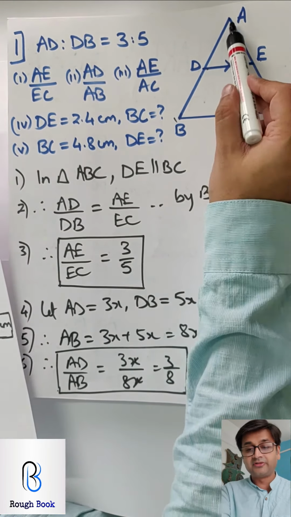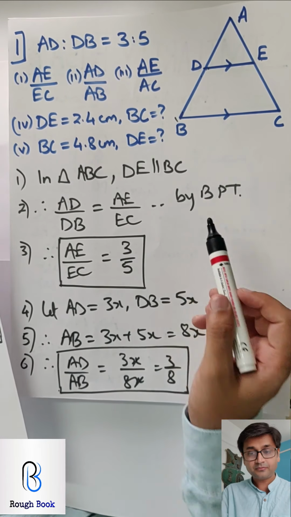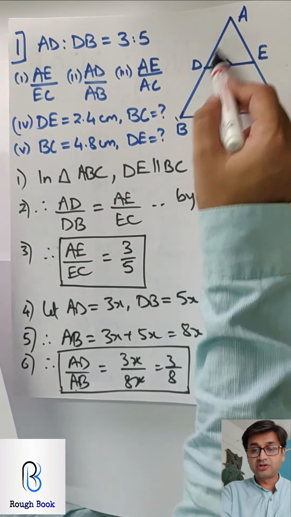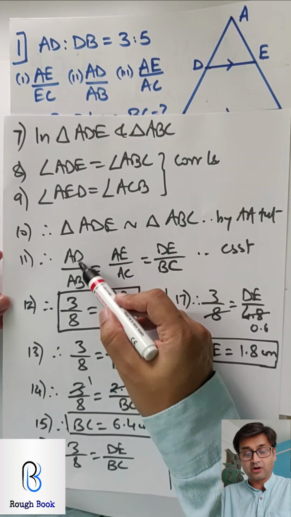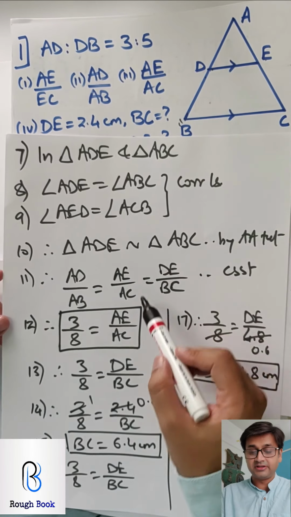Got it? So what we did first is AD upon DB equals AE upon EC by BPT. Then the next method to get AD upon AB. Then we used the two triangles, proved them similar and got AD upon AB equals AE upon AC equals DE upon BC.